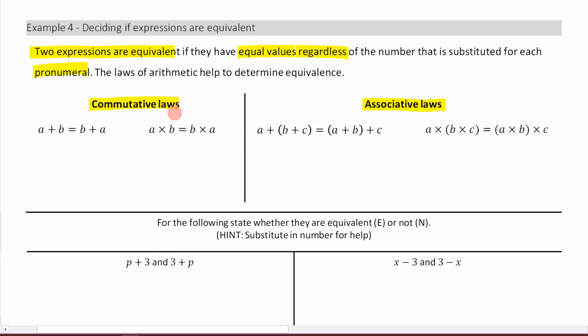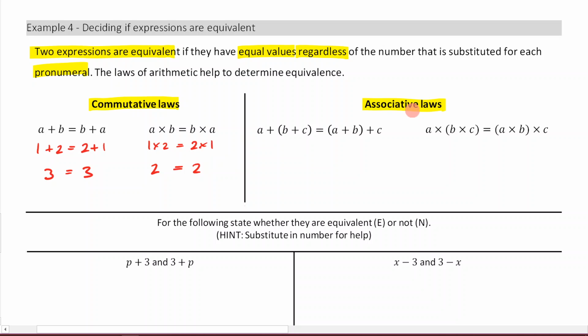The commutative law tells us that if we have a plus b, that's the same as b plus a. So let me give you an example. If I have 1 plus 2, that's equal to 3. Well, that's the same as 2 plus 1, because 2 plus 1 is also equal to 3. Let's come over here. The commutative law also tells us that 1 times 2 is equal to 2 times 1, because 1 times 2 is 2, and 2 times 1 is 2. The order does not matter.